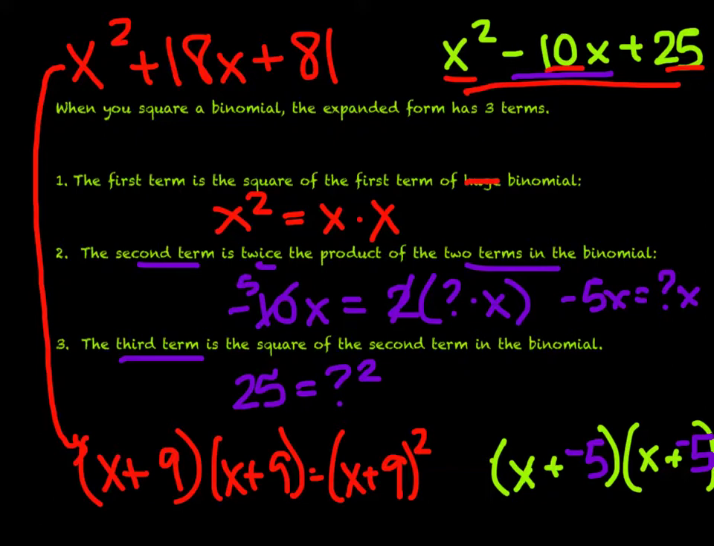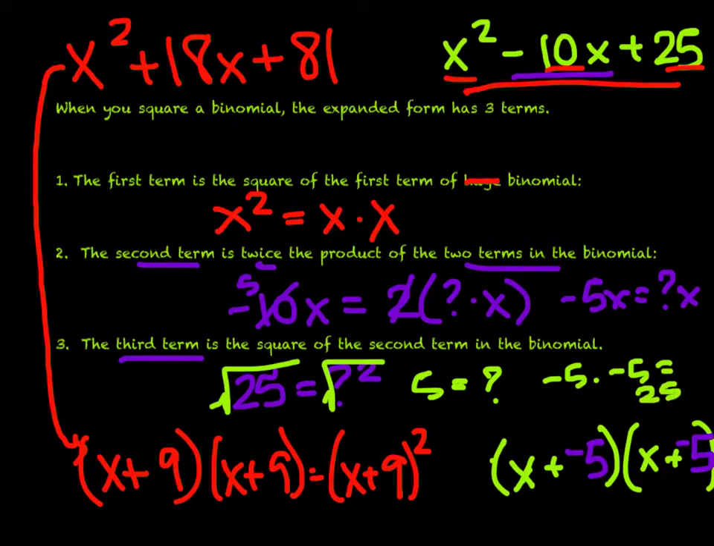Well, that number we don't know, we just need to take the square root of both sides. So we'd get 5 is equal to the number we don't know. But we also know that a number squared could be negative. So we could say negative 5 times a negative 5 could also give me a 25. So I had two options with this one, and the negative 5 works with my equation.